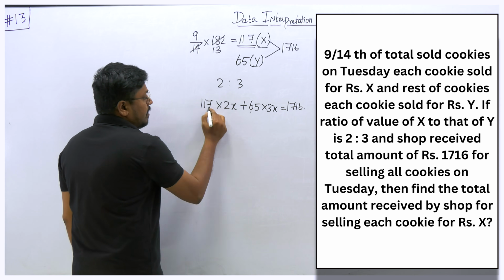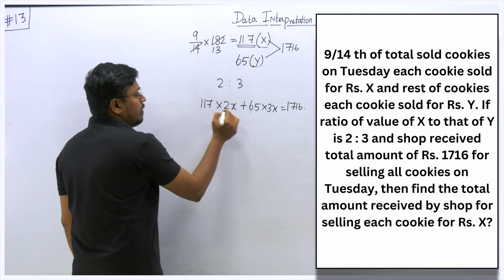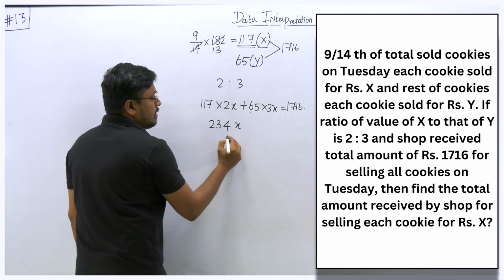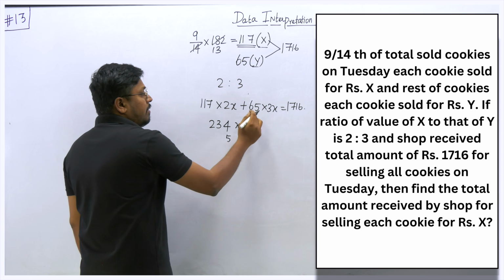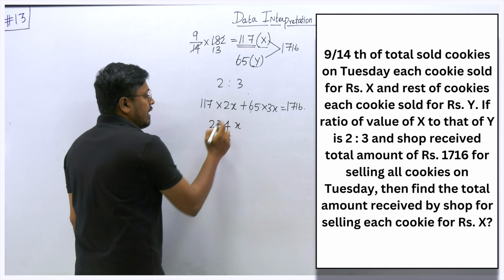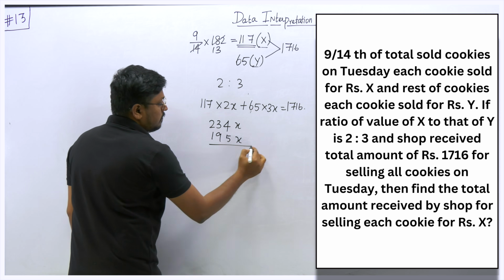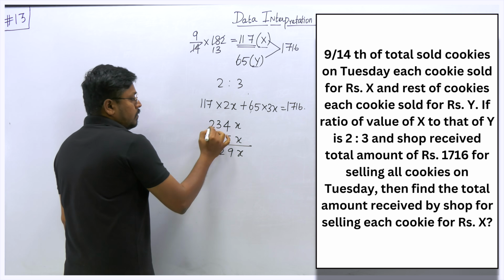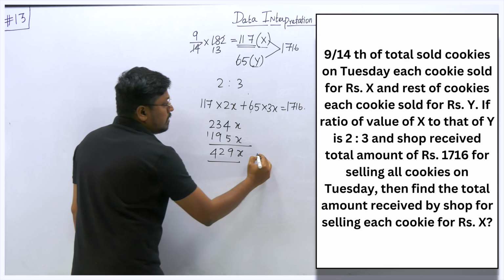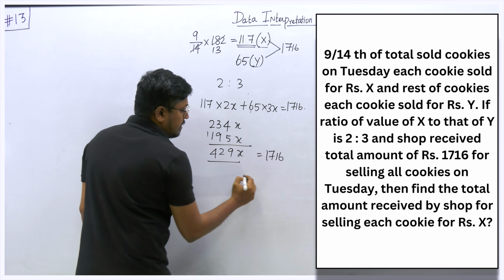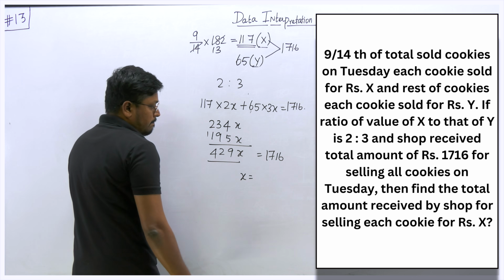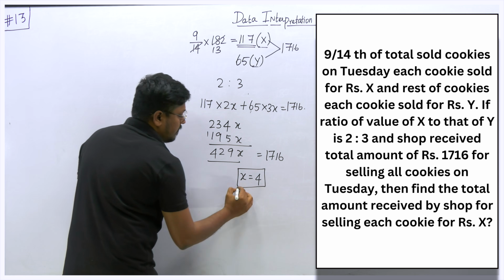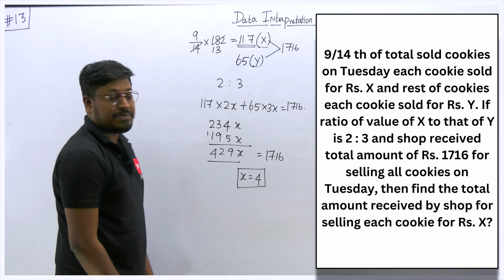So 7 2s are 14, remaining will be 1, so 213. So X, this will be 5 3s are 15, so remaining will be 1, 6 3s are 18, 1 19. 9 times 2, 3, 4. 492 is equal to 1716. So X will be 4. So finally we got the value of X will be 4.